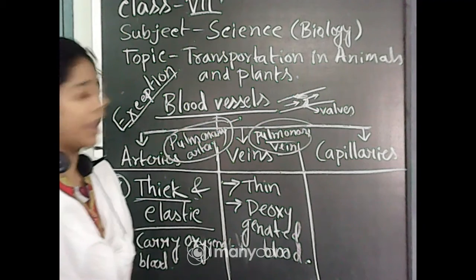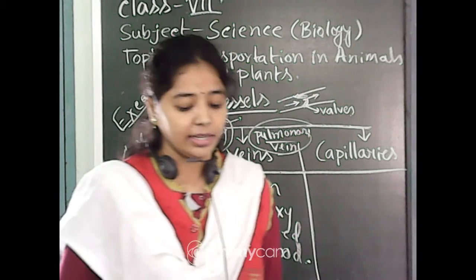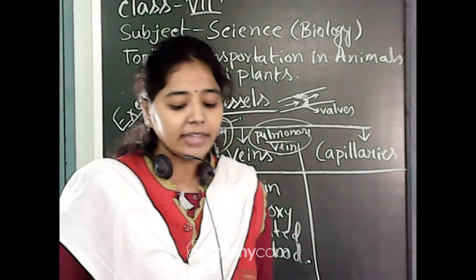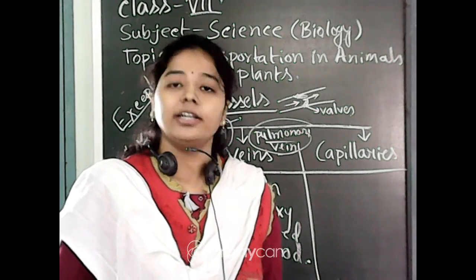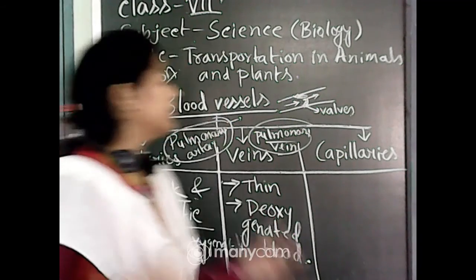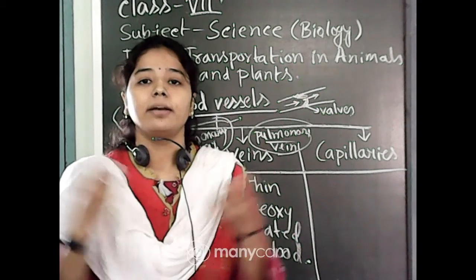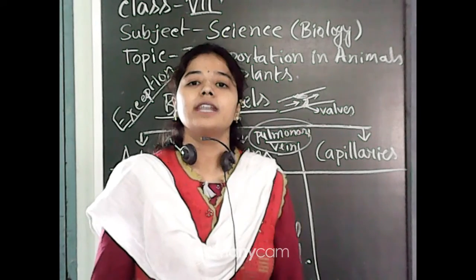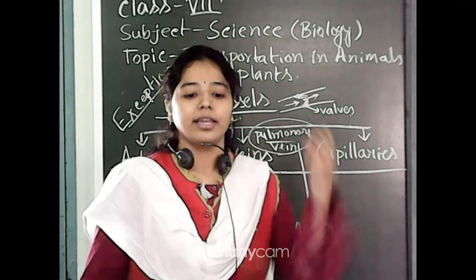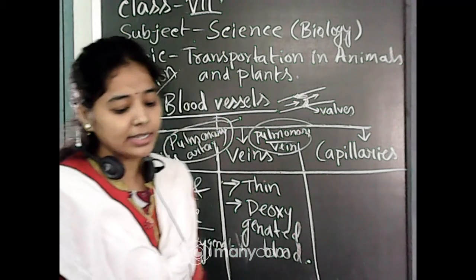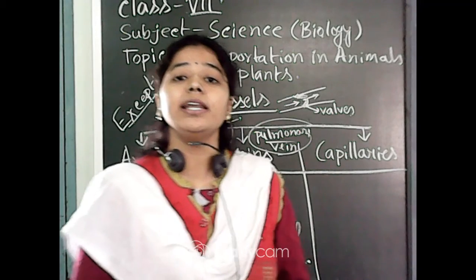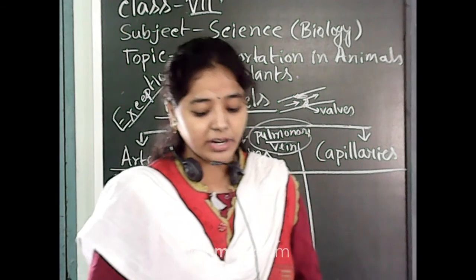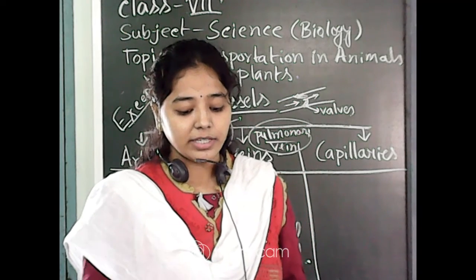And now we come to capillaries. What is a capillary? Capillaries are extremely thin blood vessels that connect the arteries to the veins. It means the place where arteries and veins combine to make very minute, thin vessels. These are called capillaries. Capillaries are there mainly for exchange of material from blood to body cells and body cells to blood.